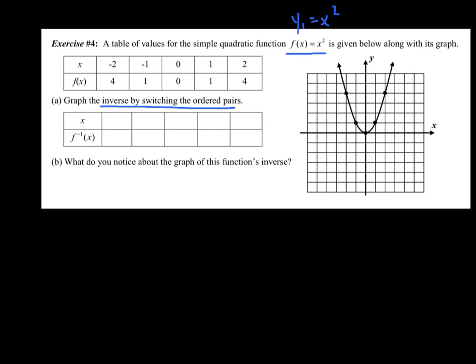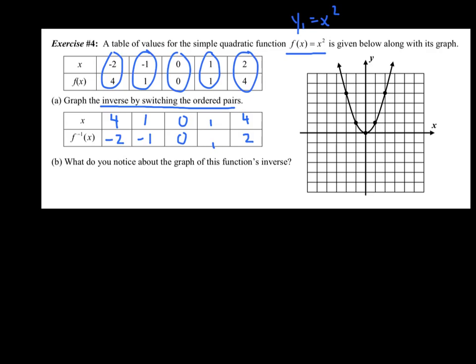So this ordered pair is going to become the x value is now 4 and the y value is negative 2. And then we got an x value of 1 and a y value of negative 1, 0, 0, 1, 1, and then 4, comma 2. So I just took the ordered pairs that were above and I flip-flopped the x and the y's. They just reversed each other.